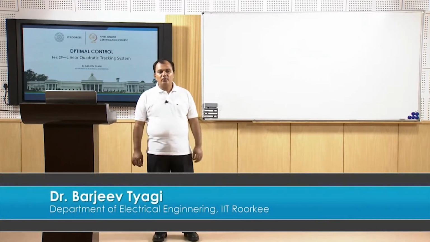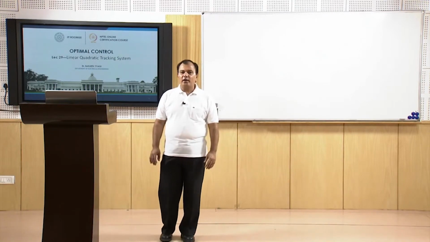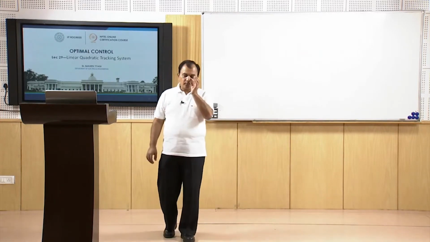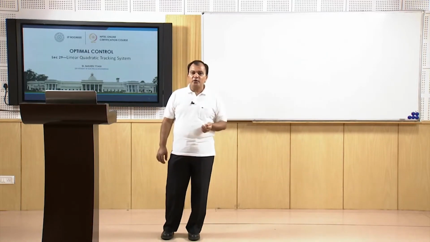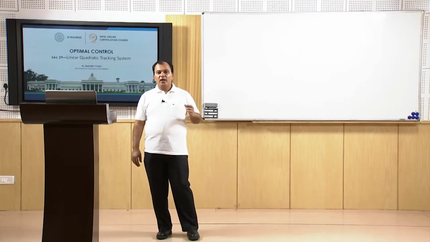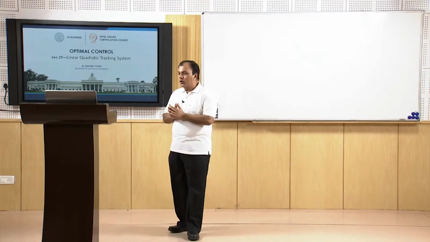Today we will discuss the linear quadratic tracking system. Till now, in the previous lecture, we have discussed the linear quadratic regulator problem. In the regulator problem we try to bring all the states to the origin. There is no change in the reference input, which is considered to be 0. If the system is subjected to a disturbance, starting from any initial condition, we try to drive the system to the origin, that is, to its operating point.